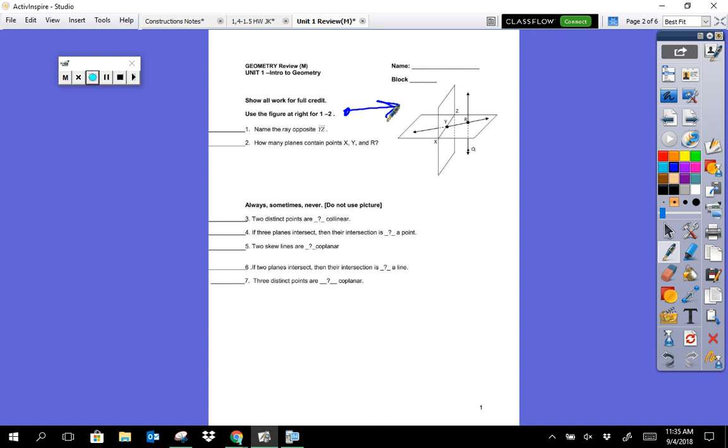So if you look at YZ going that direction, the ray opposite of that would be YX. Remember with rays, you need to start with your endpoint, which means that would be ray YX. And then I'm going to put the ray symbol above it.